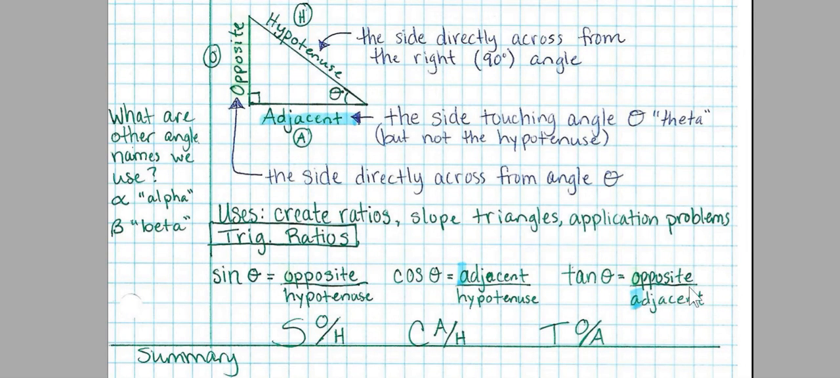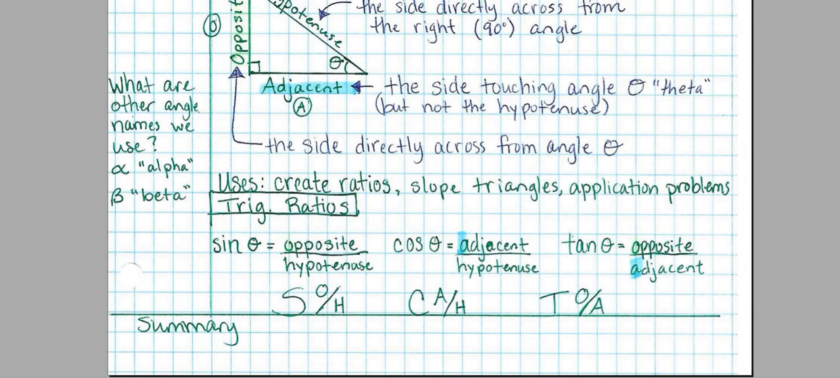Cosine is similar, only instead of having opposite over hypotenuse, it's going to be adjacent over hypotenuse. So if the side that you know the length of is right next to your angle, you're going to be using the adjacent side. And then if you also know the hypotenuse, you would use cosine, adjacent over hypotenuse. Okay, last ratio is opposite over adjacent. So this is a case where maybe you don't know how long the hypotenuse is, but you can still create a helpful ratio by using opposite over adjacent.